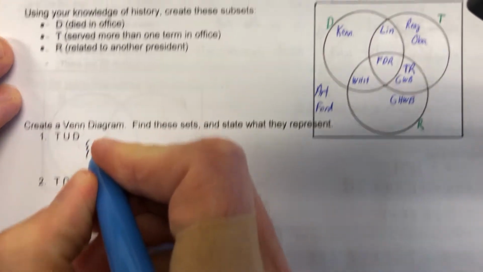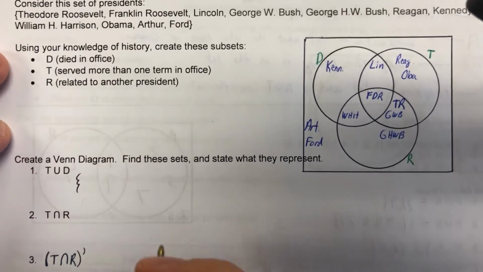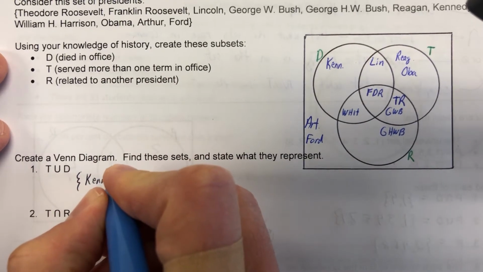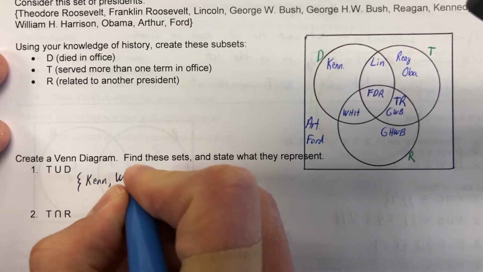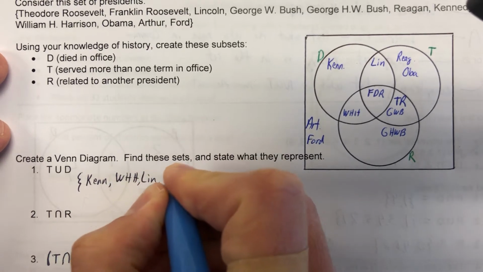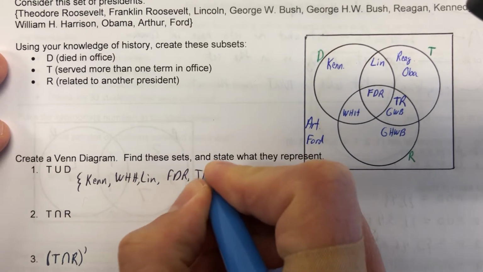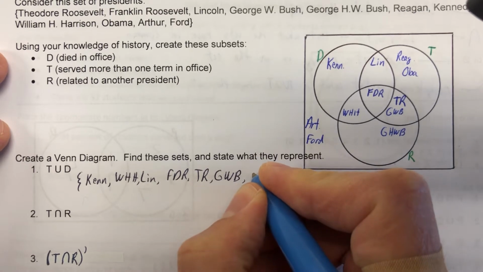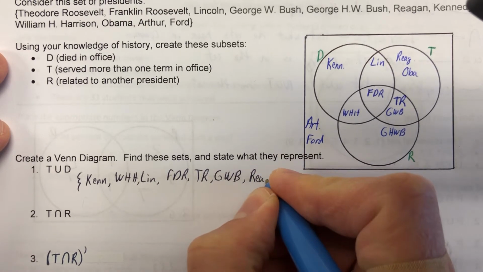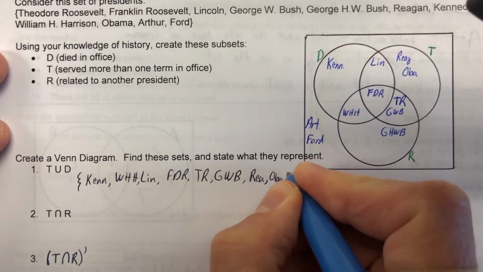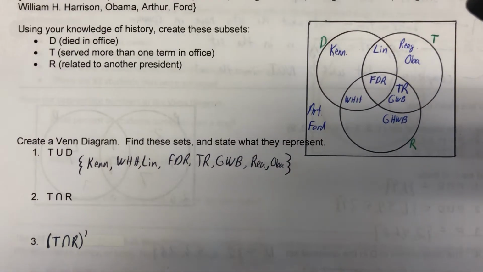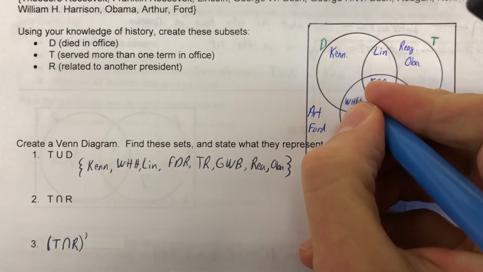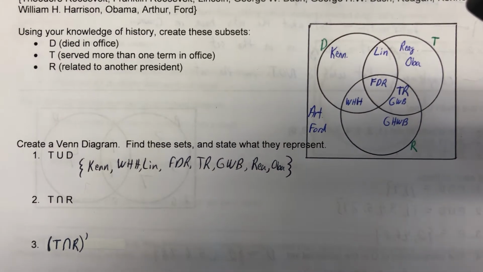Okay, everything in the T circle, everything in the D circle. So T circle and D circle together in no particular order is Kennedy, William Henry Harrison, Lincoln, FDR, Teddy Roosevelt, George W. Bush, Ronald Reagan, and Obama. There we go. There they are in no particular order. And this is bugging me. I'm going to finish the second H in William Henry Harrison right there. All right, cool. All right, let's keep moving.